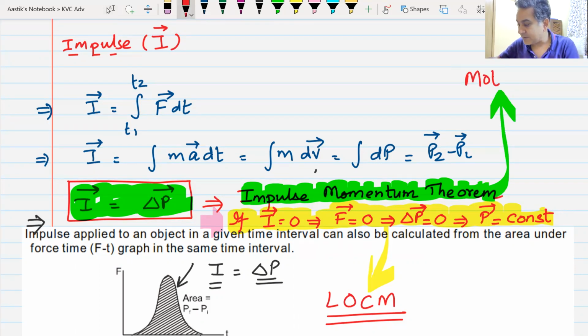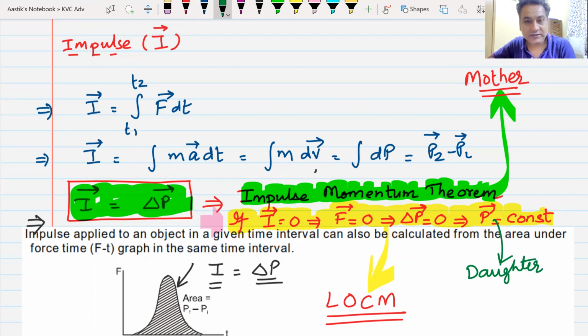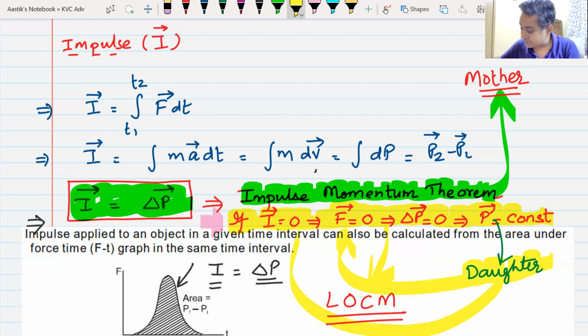This mother theorem can be applied whether impulse is zero or not. If the impulse is not zero, then also you can apply it. And this one becomes the daughter because it is a special case of the mother theorem. The mother theorem says that whenever impulse is there, impulse is change in momentum. If impulse is zero, then comes the daughter. So this daughter theorem can only be applied where the force or the impulse is zero, but the mother theorem can be applied everywhere.